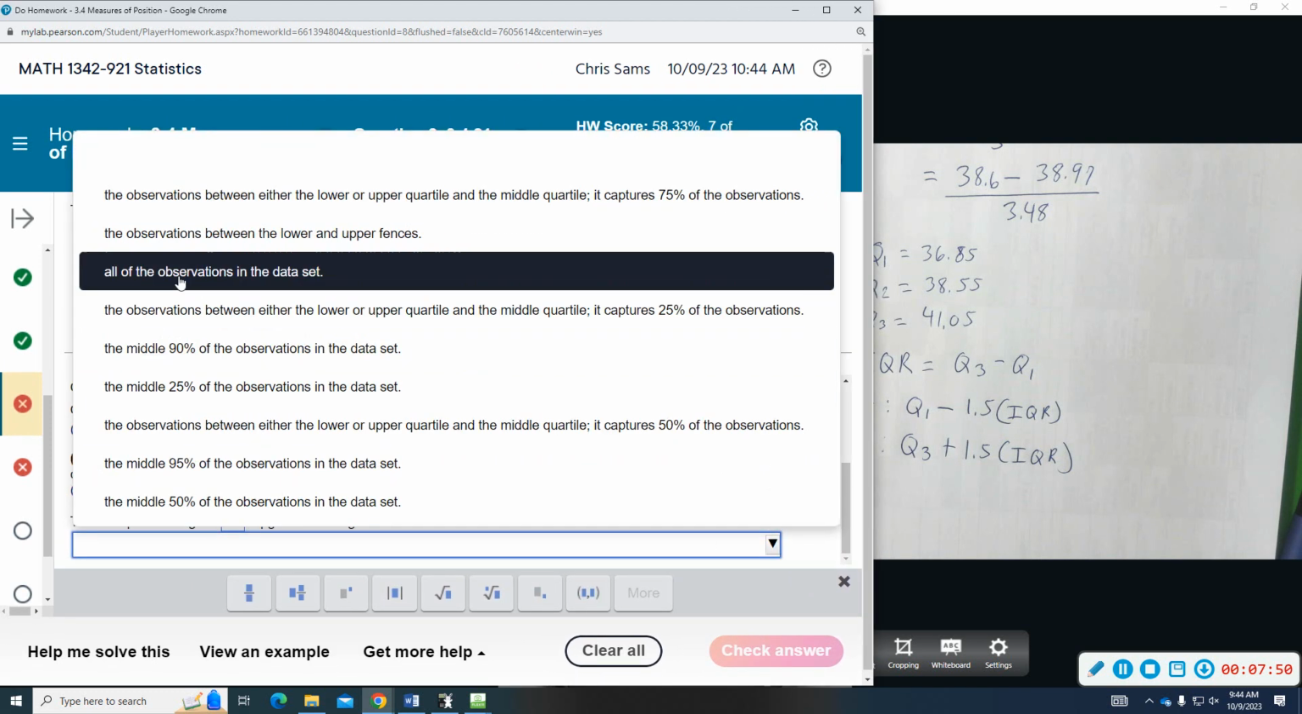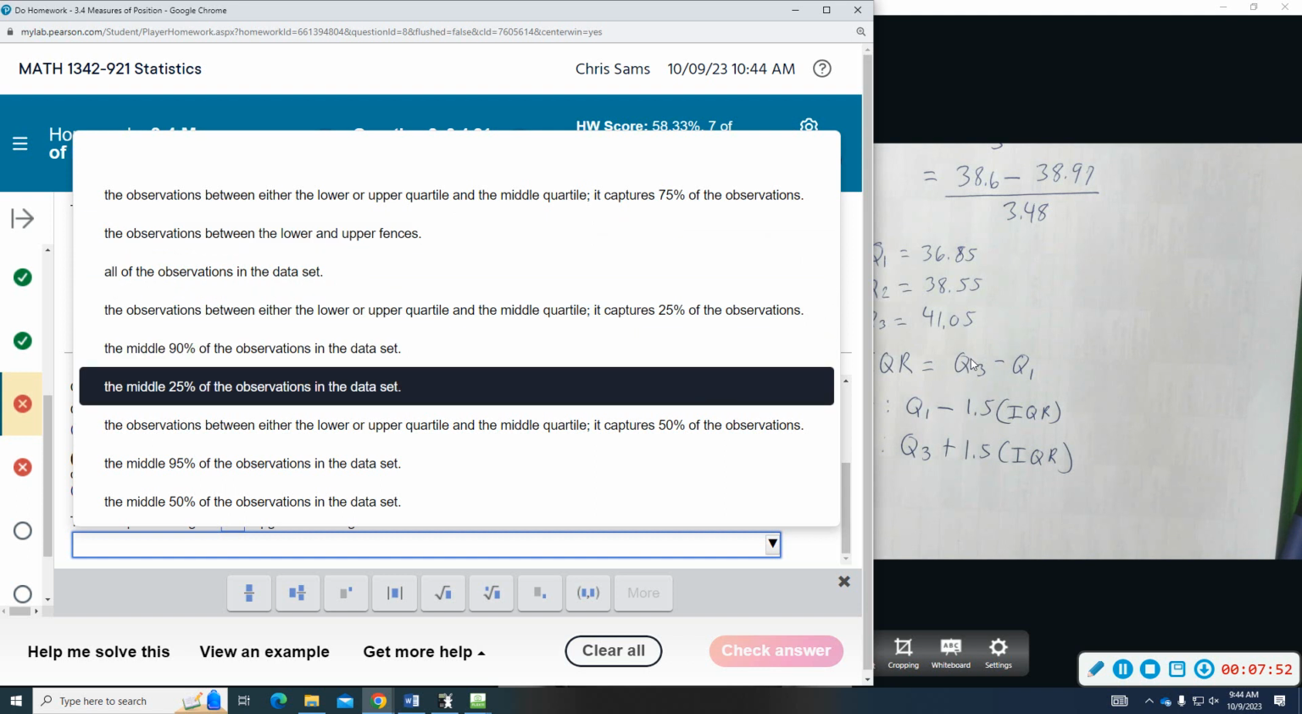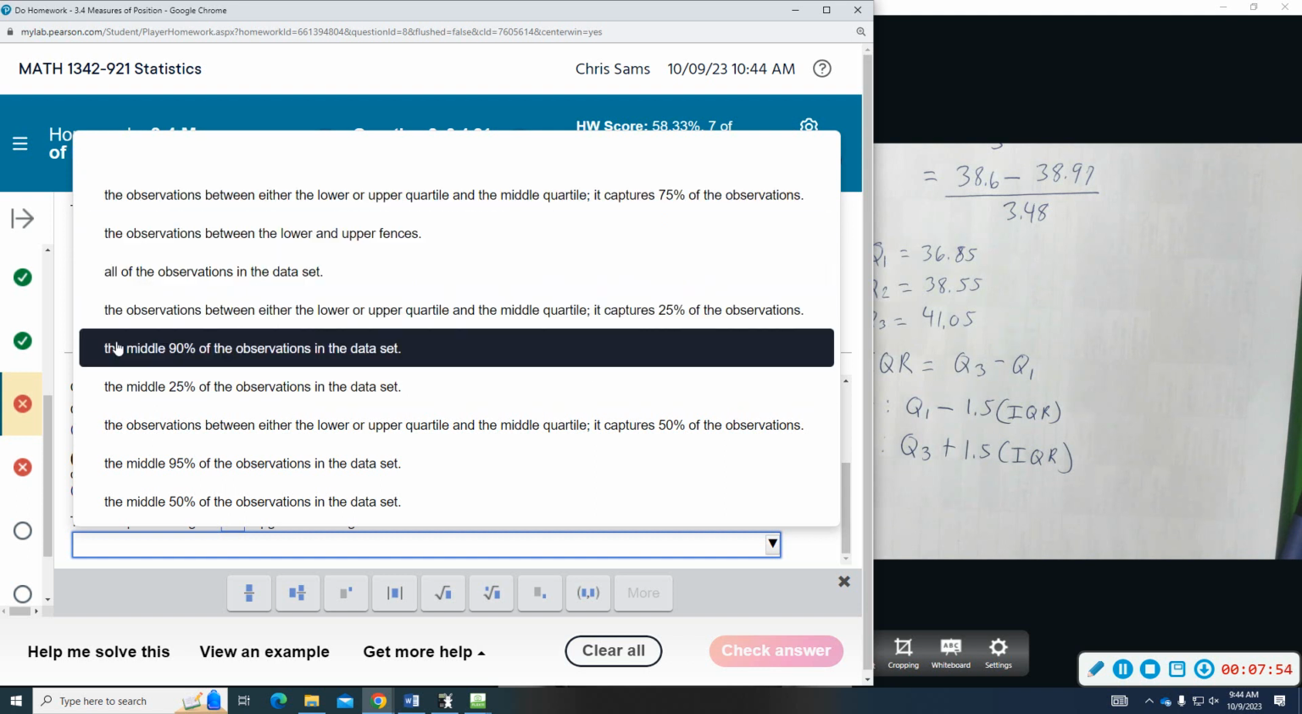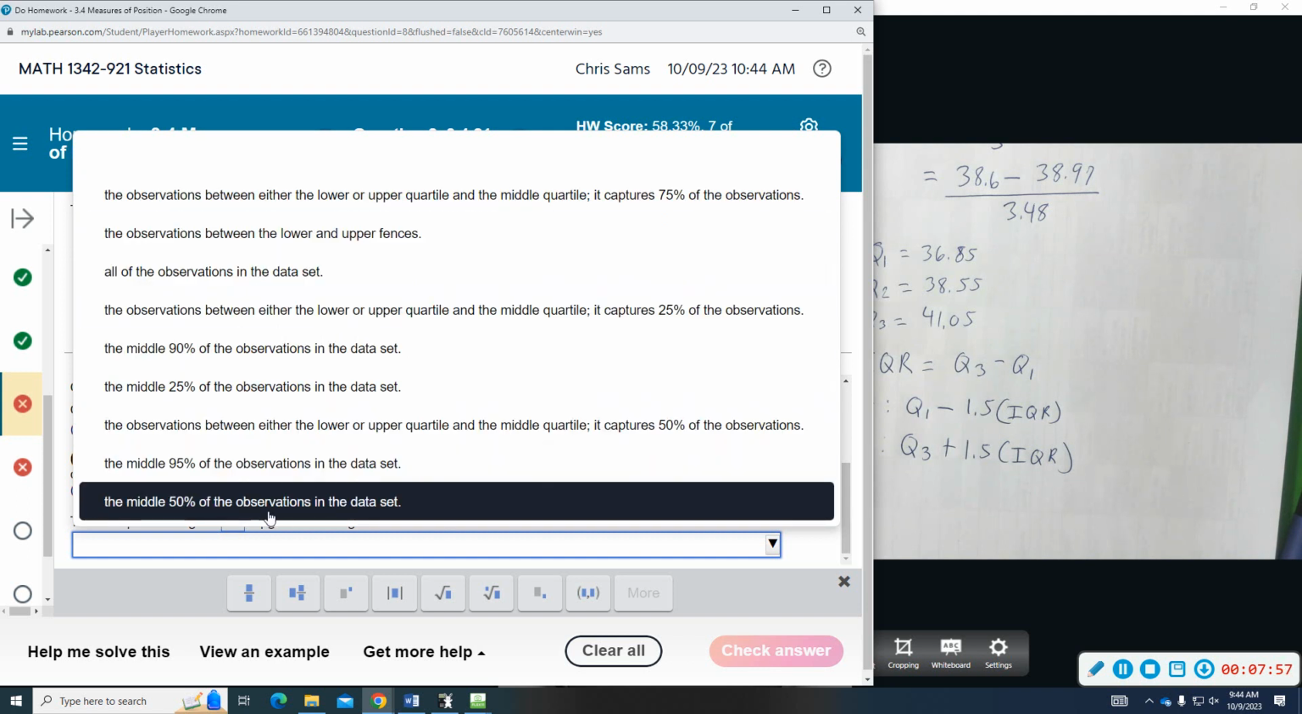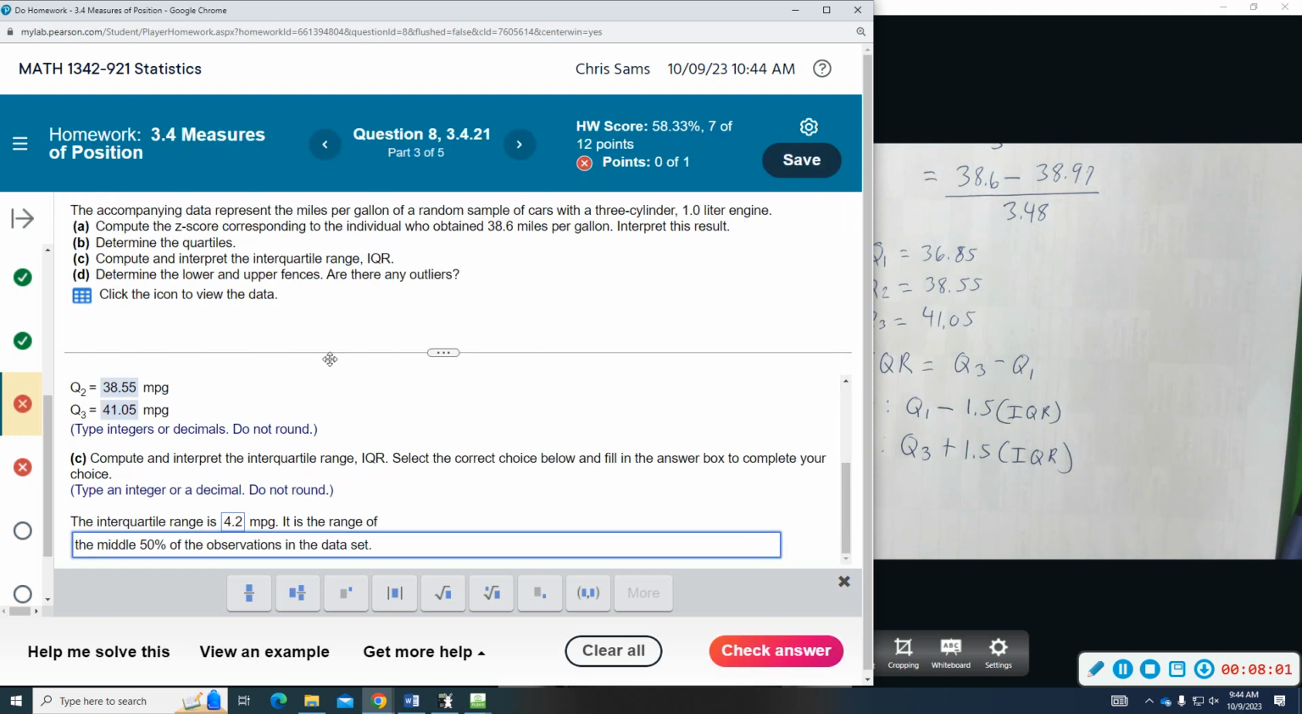And then they want to know, what does that mean? So the interquartile range is the middle 50%. The middle 50% of observations in the data set.